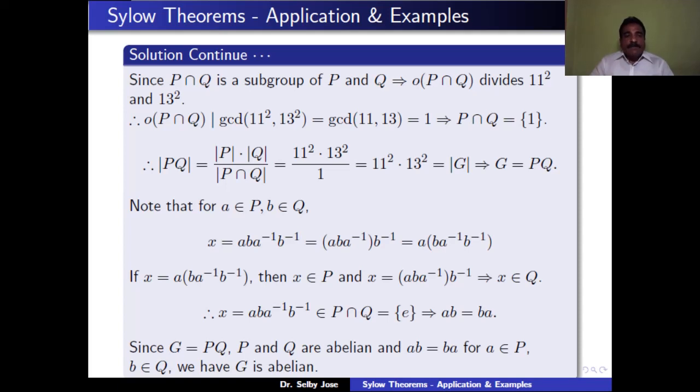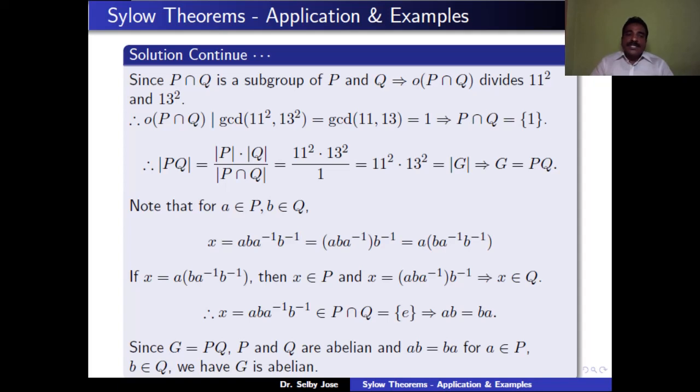Therefore, X belongs to both P and Q. Therefore X belongs to P intersection Q, and P intersection Q contains only one element, that is e. Therefore, a b a inverse b inverse is equal to e, which implies that ab is equal to ba. That means any element in P and Q commute.